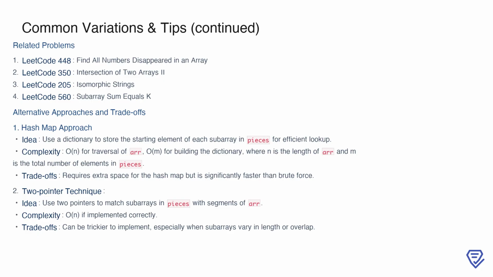Another option is the two-pointer technique, which involves matching subarrays in pieces with segments of ARR. This method can also achieve O(n) complexity when implemented correctly. However, it can be more challenging to implement, especially when subarrays vary in length or overlap.